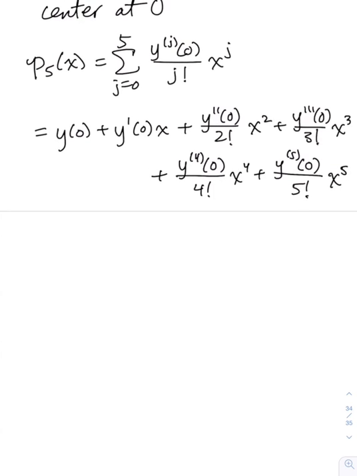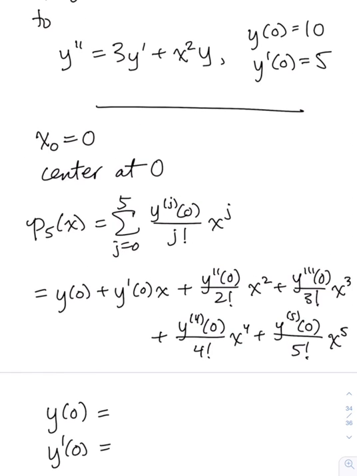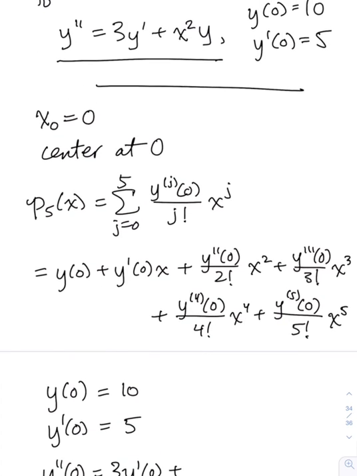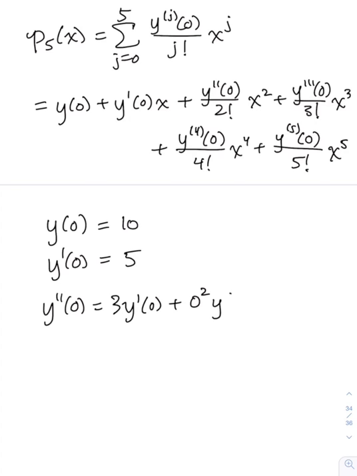Okay, well, it's an initial value problem, and I'm given y of 0 and y prime of 0, so those first two are very easy. Come back up to the statement of the problem and see that y of 0 is 10 and y prime of 0 is 5. Okay, now I need y double prime of 0. That's not given to me. However, I am given the differential equation. And the left-hand side is y double prime, and the right-hand side is things that I know, so I can say that y double prime of 0 is 3 times y prime of 0 plus x squared times y. Well, x is 0 here, so 0 squared times y of 0. All right, 0 squared, that's gone. So 3 times y prime of 0, that's 5. So 15. y double prime of 0 is 15.